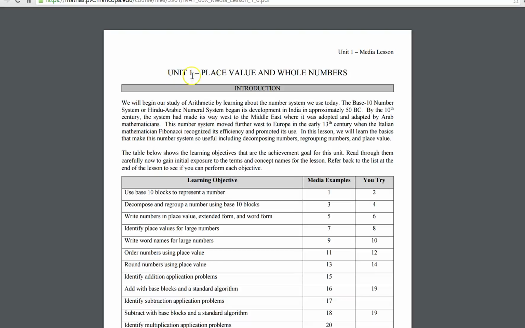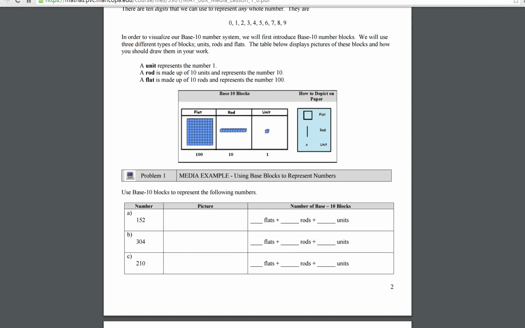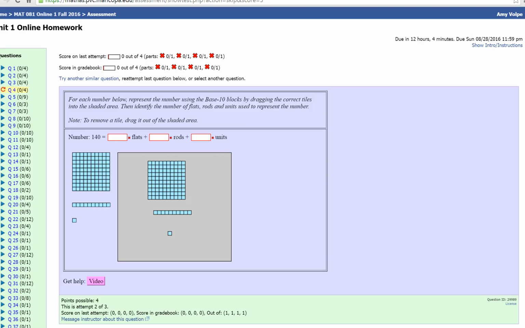So my plan is to go through the media lessons and then just reference some things in the media lesson packets. They also have videos if you want to look at them and get an idea and talk about what virtual manipulatives might be useful. So notice the first one is use base 10 blocks to represent a number, and we already have a virtual manipulative for this. So let's look at that real quick.